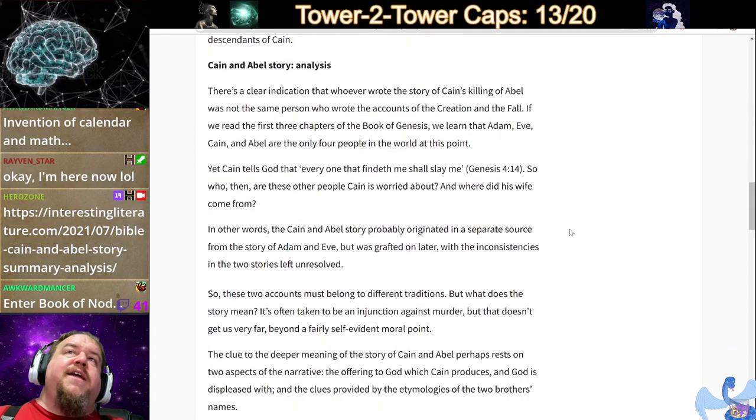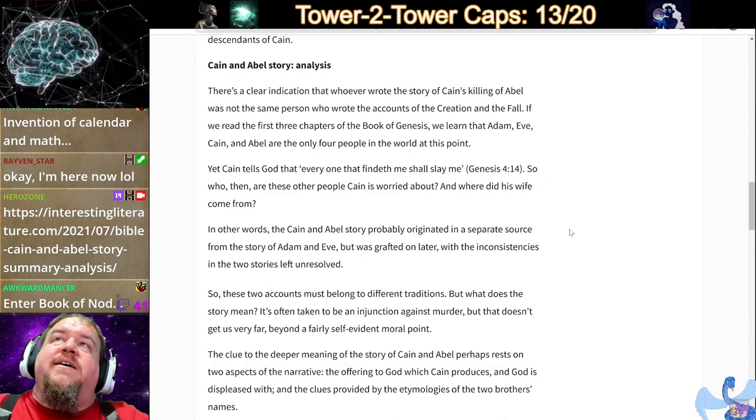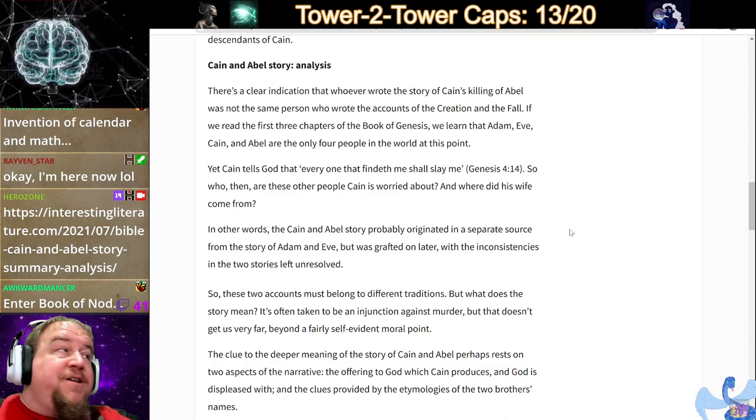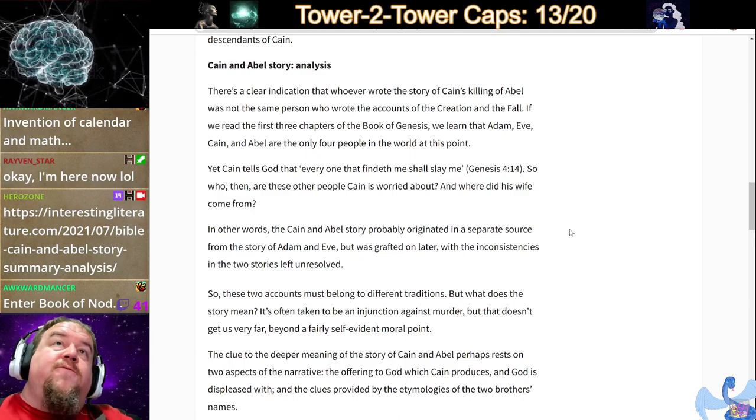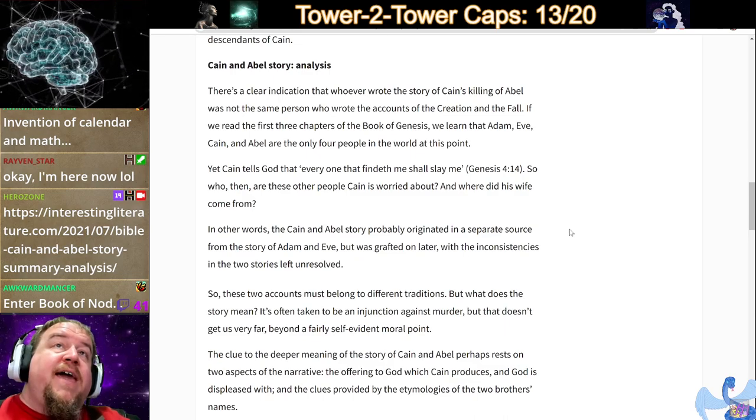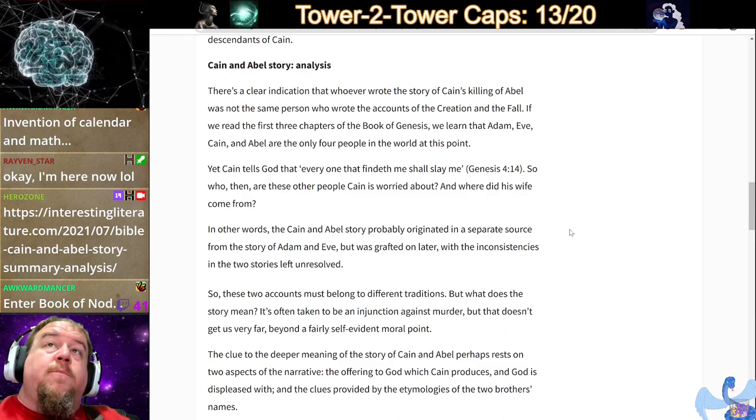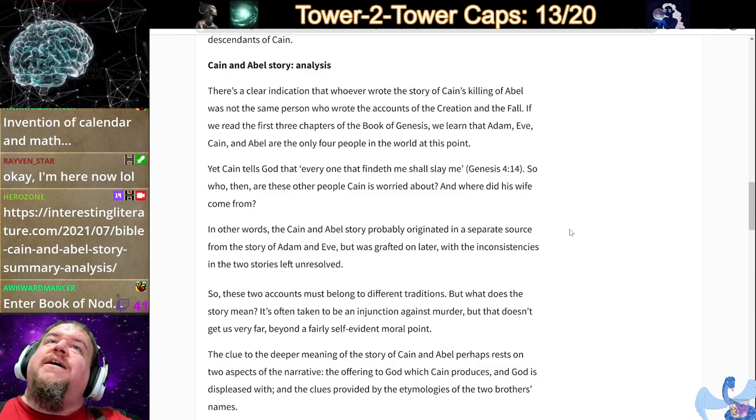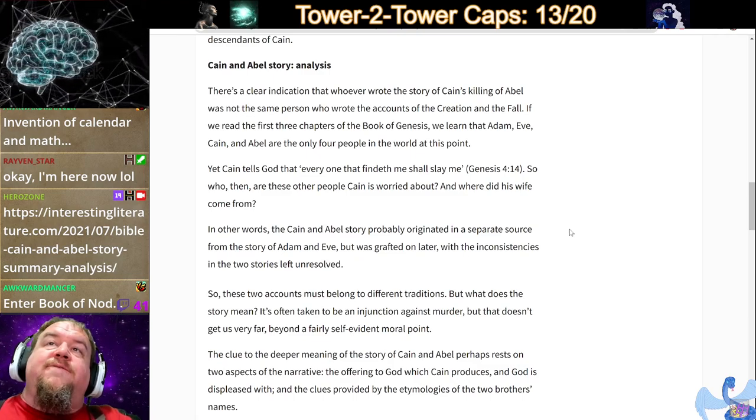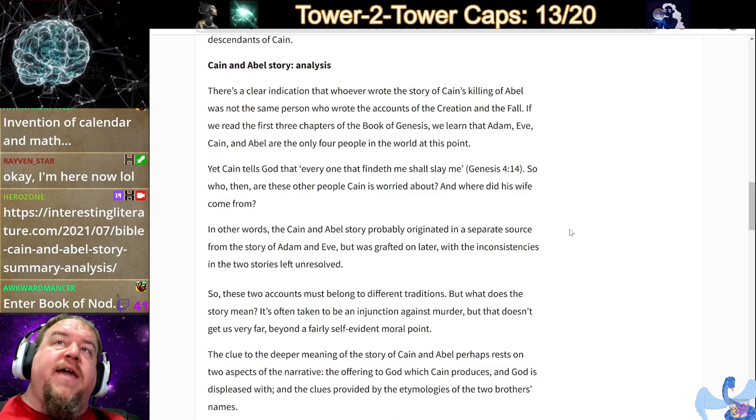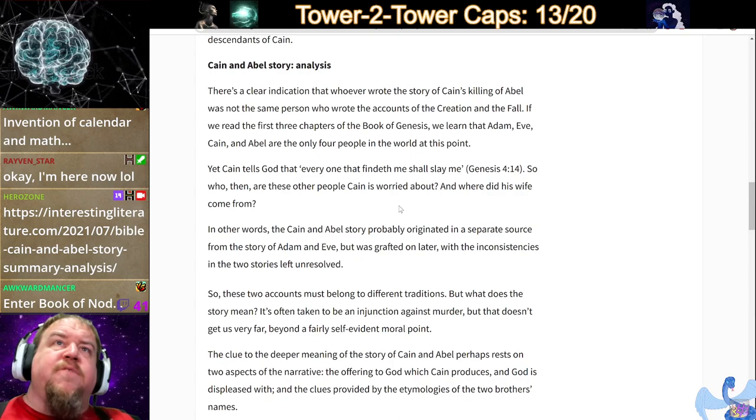So there's a clear indication that whoever wrote the story of Cain's killing of Abel was not the same person who wrote the accounts of the creation and the fall. If we read the first 3 chapters of the book of Genesis, we learn that Adam, Eve, Cain, and Abel are the only 4 people in the world at this point. Yet Cain tells God that everyone that findeth me shall slay me.